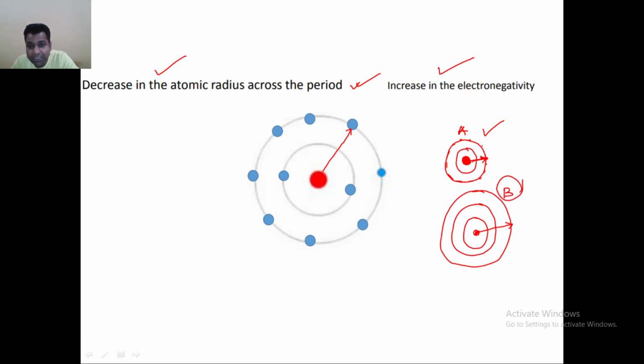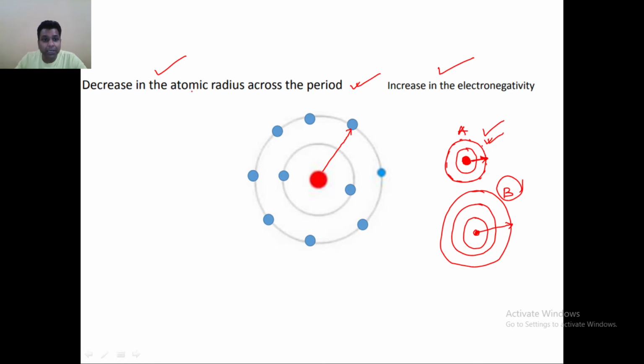Okay, it means that this atom A will have more electronegativity. So the smaller the atom, the larger the electronegativity. And why is this so? Because of the larger nuclear force, or you can say the attractive force applied by the nucleus to take the electrons from the other atom.